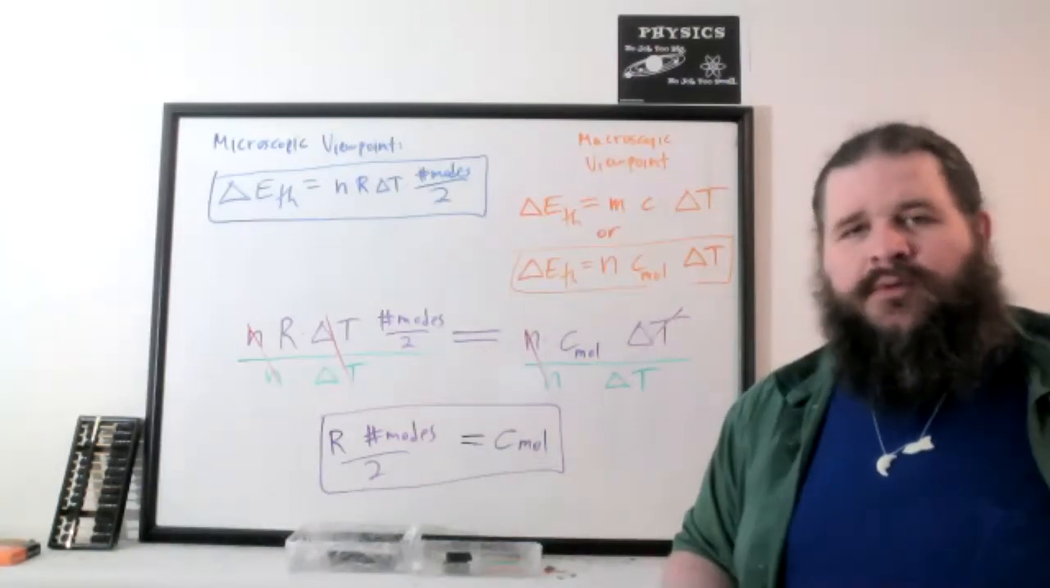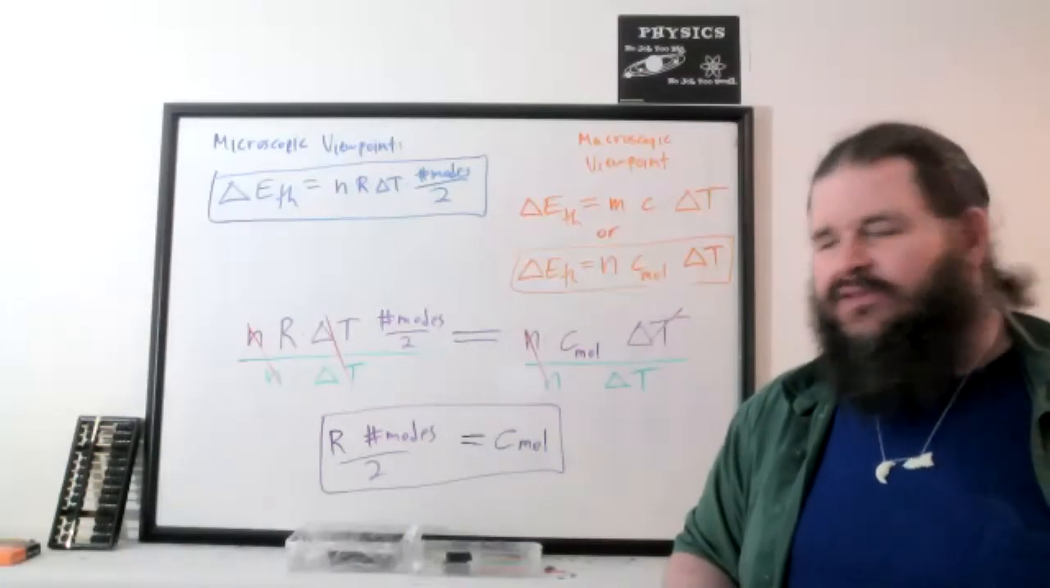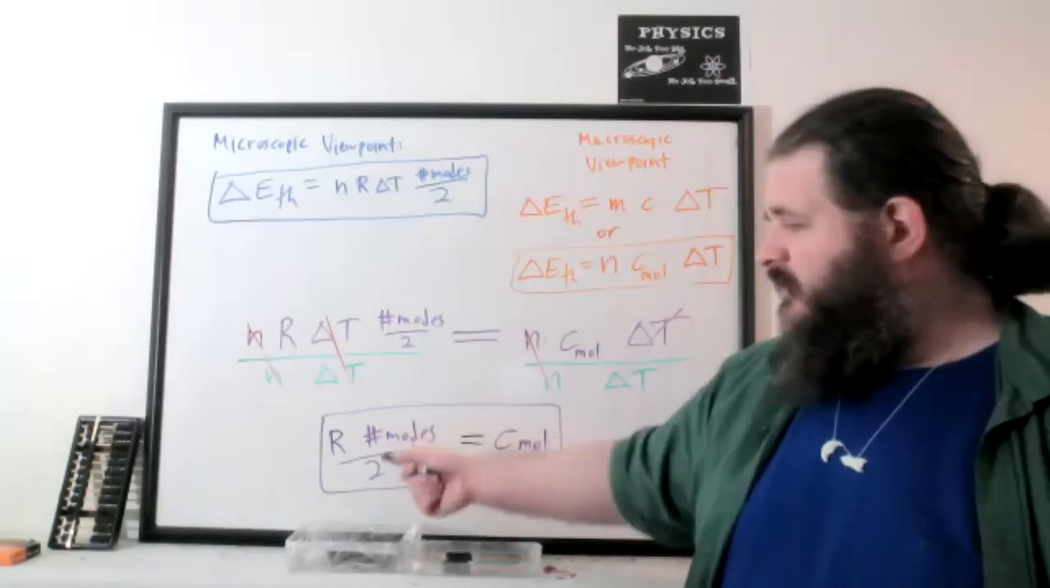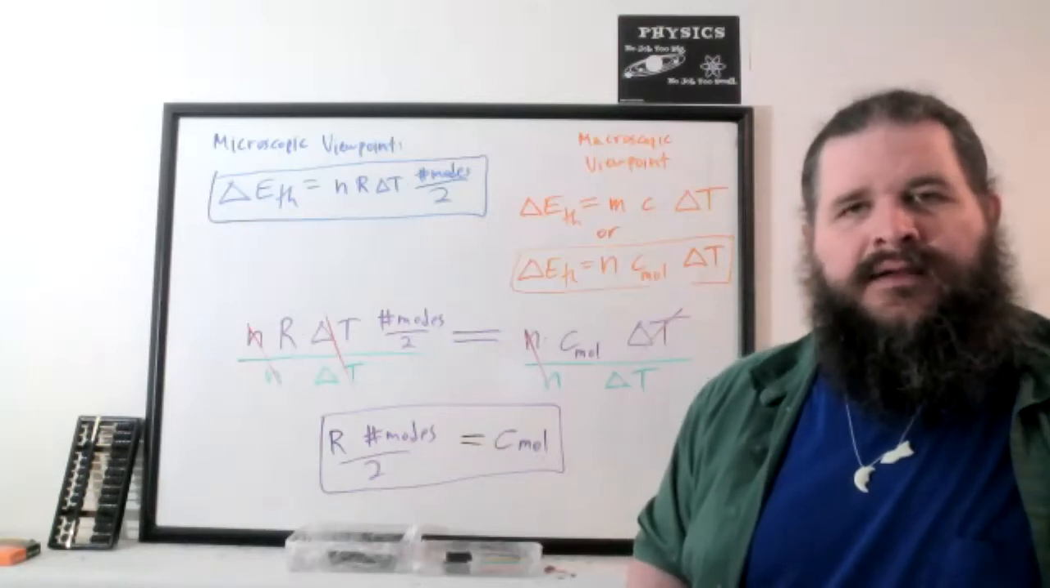And this also provides a more conceptual explanation of why different substances have different specific heats. The only reason why you'd have a different molar specific heat is because the substances have different number of modes per molecule. Any questions on that so far?